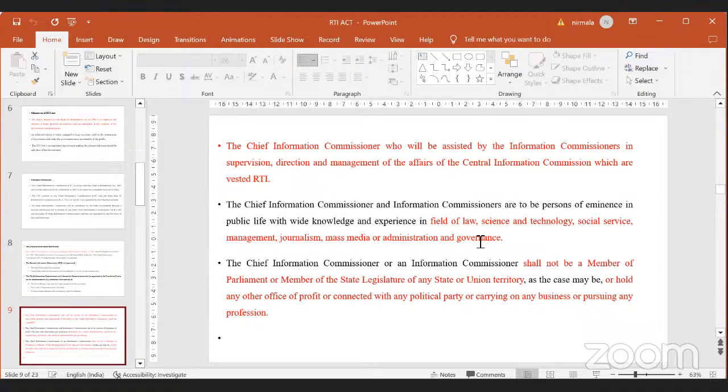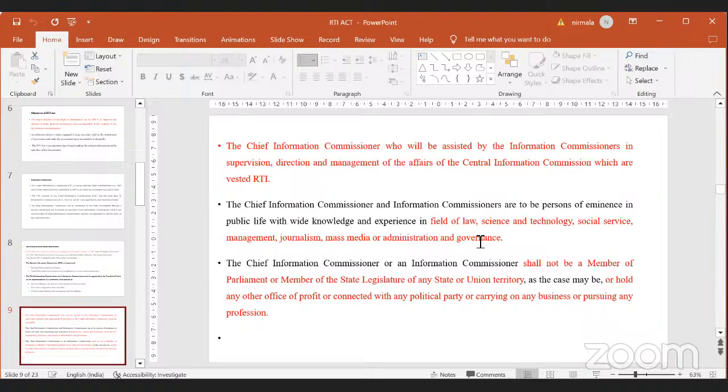And the Chief Information Commissioner and Information Commissioners are to be persons of eminence in public life with wide knowledge and experience in the fields of law, science and technology, social service, management, journalism, mass media, or administration and governance.